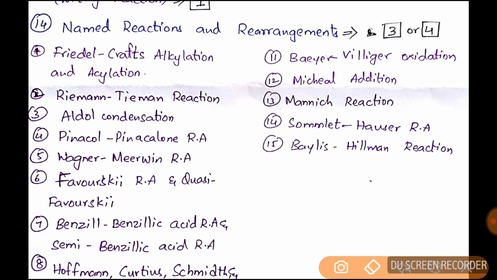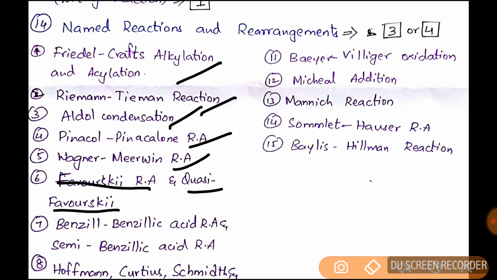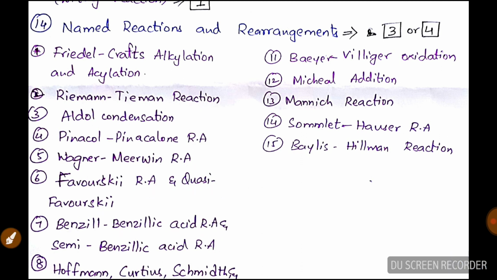So the named reactions are Friedel-Crafts alkylation and acylation, Reimer-Tiemann reaction, aldol condensation, pinacol-pinacolone rearrangement, Wagner-Meerwein rearrangement, Favorskii rearrangement, and quasi-Favorskii rearrangement, guys, and benzilic acid rearrangement, semi-benzilic acid rearrangement.